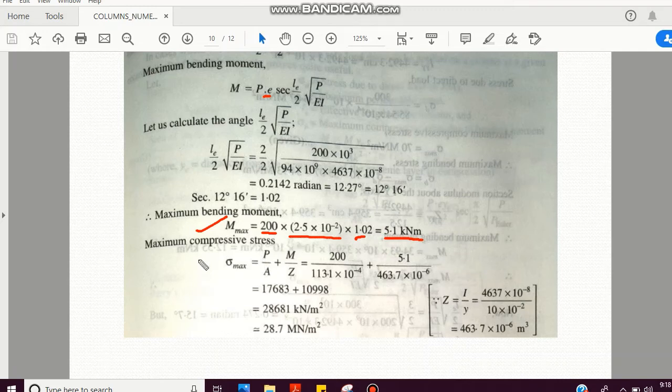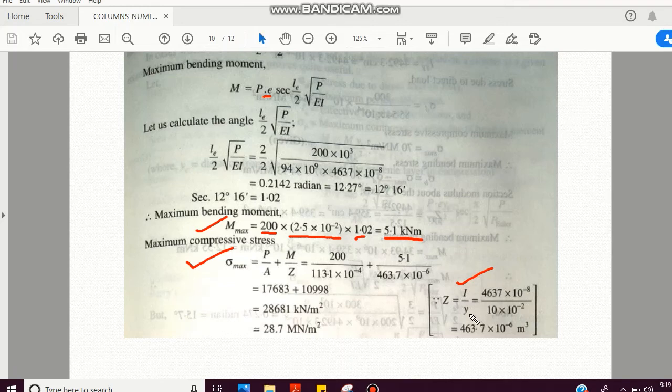Now the maximum compressive stress is P by A plus M by Z. Z is the section modulus. So Z equals I by Y. I value is 4637 into 10 to the power minus 8, which is already calculated, and y is 10 into 10 to the power minus 2, because the external dia of this circular cross section is 20 centimeter.